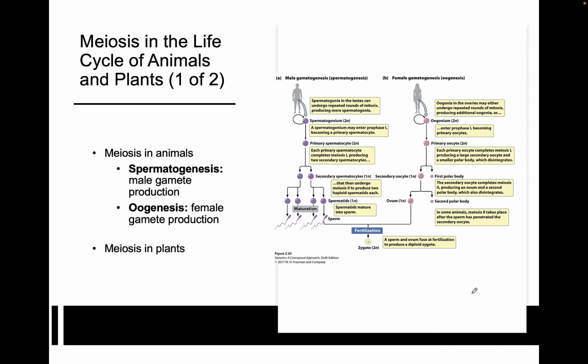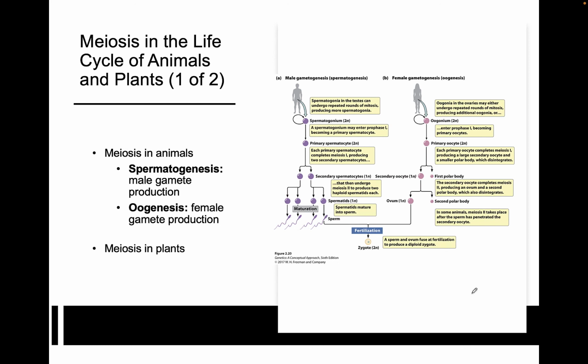So let's briefly go into meiosis in the life cycle of animals and plants. Okay, meiosis in animals for the males is called spermatogenesis, and for females it is called oogenesis. So female gamete production, or egg, is termed oogenesis, and in males it's called spermatogenesis. Okay, and we'll also briefly go into the process in plants.